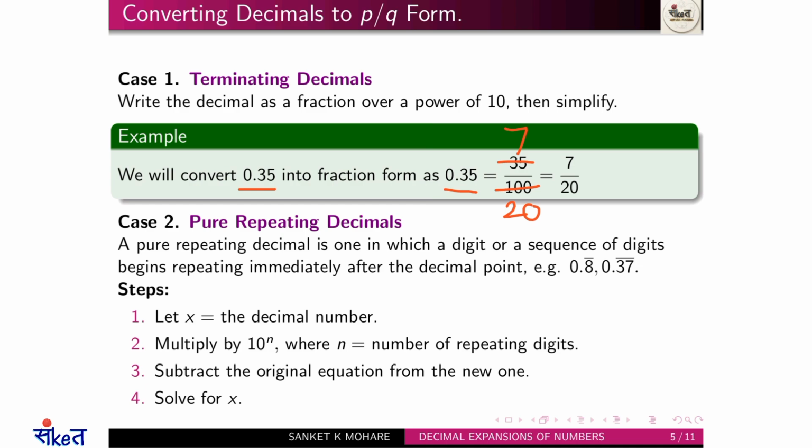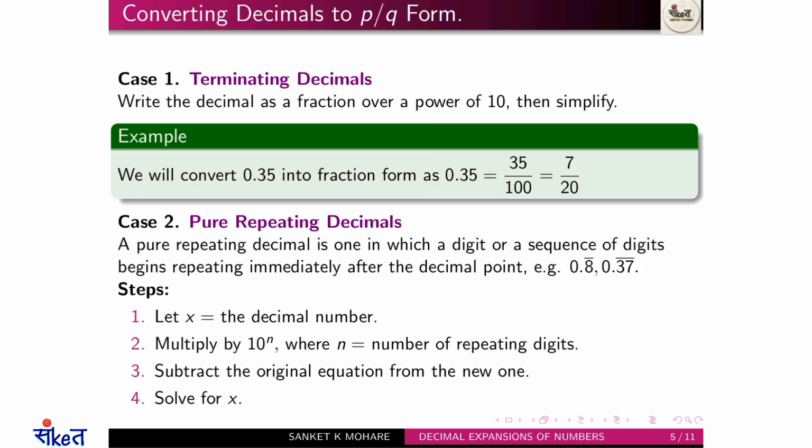So remember here, if n digits are repeating, then we have to divide by 10 to the power n. Next case, pure repeating decimals. First we understand what is a pure repeating decimal. A pure repeating decimal is one in which a digit or a sequence of digits begins repeating immediately after the decimal point. It means what? After the decimal point, immediately digits start repeating, or a block of digits starts repeating, or a sequence of digits starts repeating.